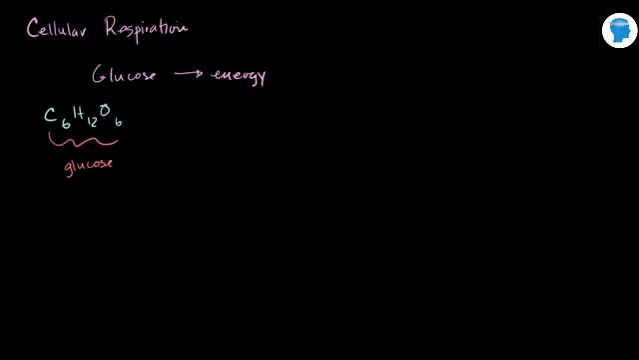But cellular respiration, let's go from glucose to energy and some other byproducts. And to be a little bit more specific about it, let me write the chemical reaction right here. So the chemical formula for glucose, you're going to have 6 carbons, 12 hydrogens, and 6 oxygens. So that's your glucose right there. So if you had 1 mole of glucose, let me write that.